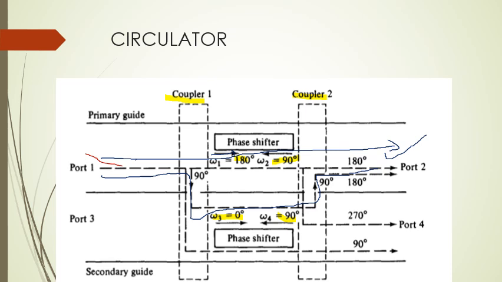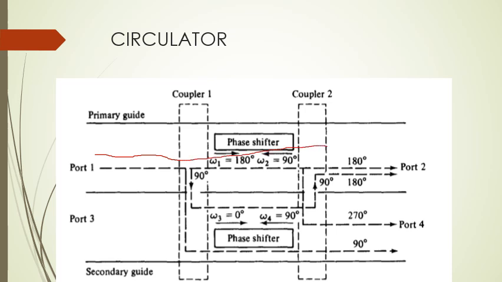Suppose I'm going to use a red color line over here. Continuing from the earlier slide, suppose the signal is propagating from port 1 and it is moving directly to port 4. Now when it is moving towards port 4, I am traveling through the primary waveguide. So what happened? The first phase shifter has already given 180 degrees phase shift, then it is going down.